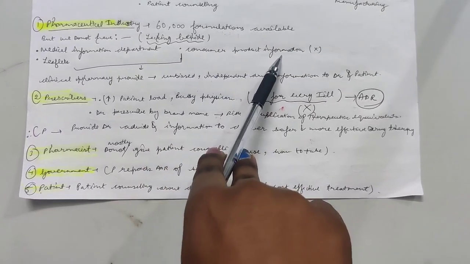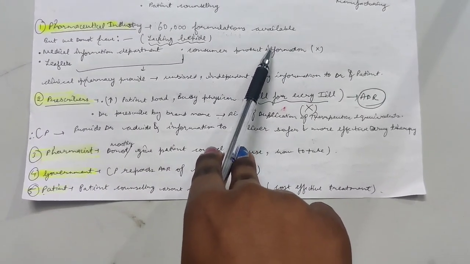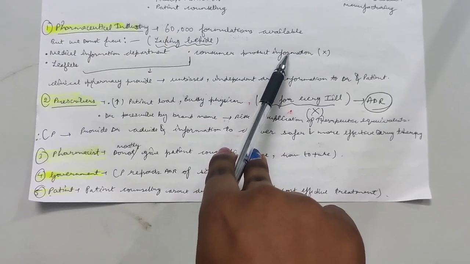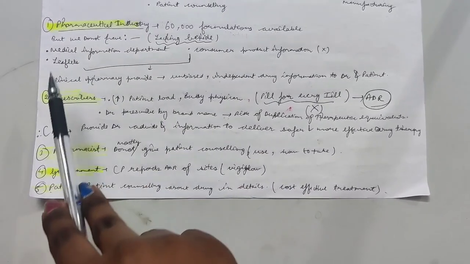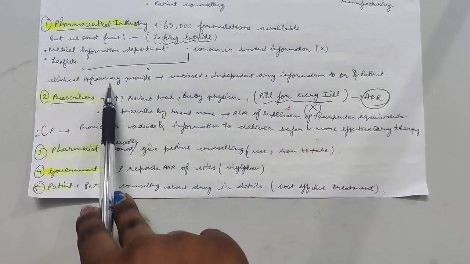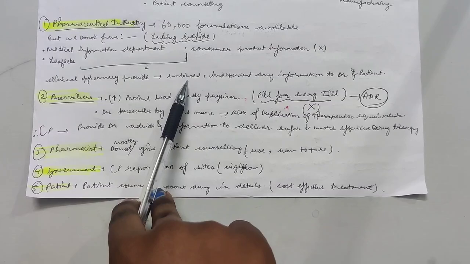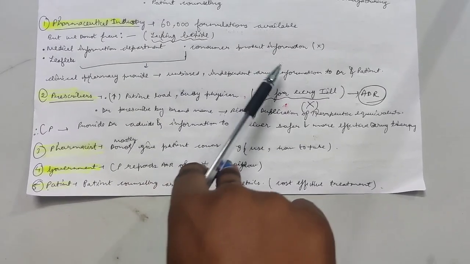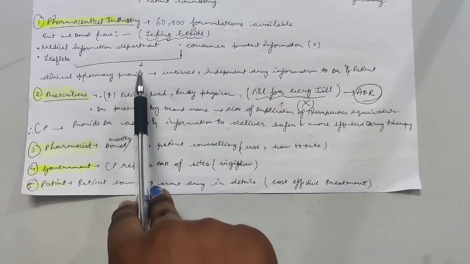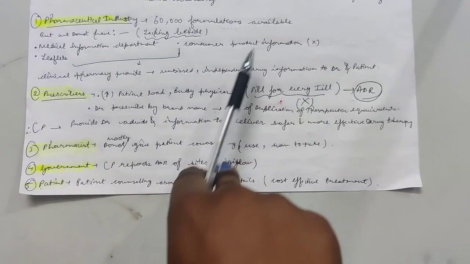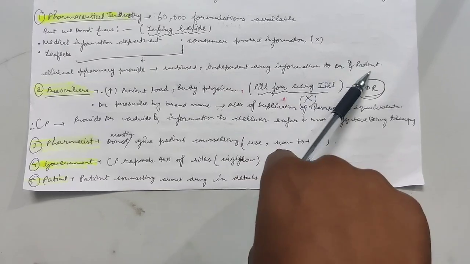Consumer product information, that is the information about how to take the drug, is also not told. Leaflets are missing. Therefore, the clinical pharmacist is the person who provides unbiased, independent drug information. The clinical pharmacist provides the drug information about the new drug to the doctors and the patients.